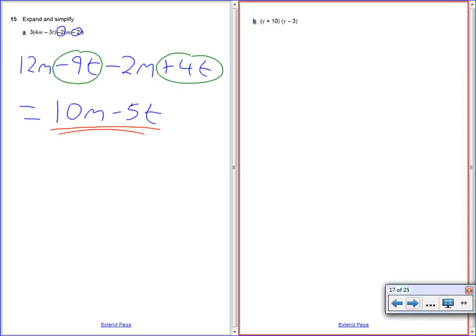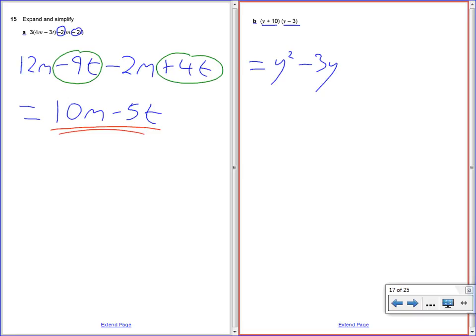B, this is expanding double brackets. There are various different ways you may have been taught this, but basically everything in this bracket needs to be multiplied by everything in this bracket. So the first thing I'm going to do is y multiplied by y. This is y squared. Then I'm going to do y multiplied by -3. This is minus 3y. So that means I've multiplied the y in the first bracket by everything in the second bracket. Now I'm going to multiply the 10 by everything.